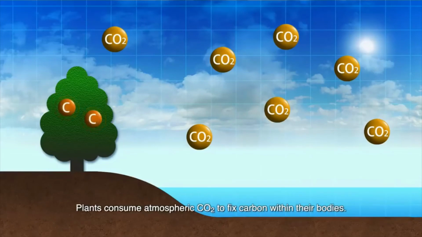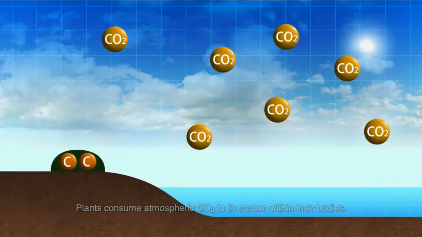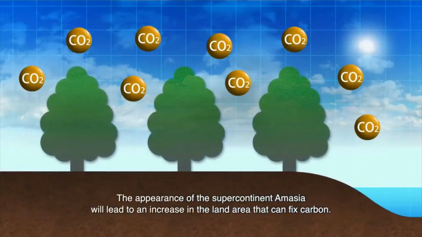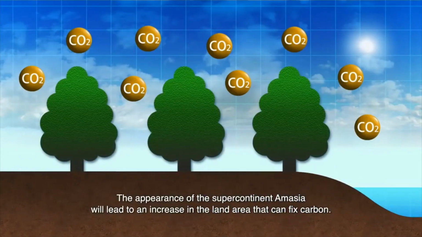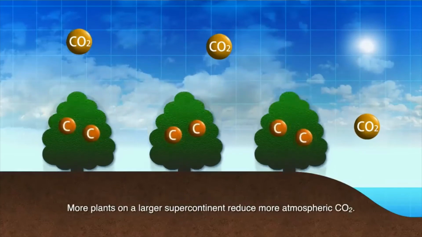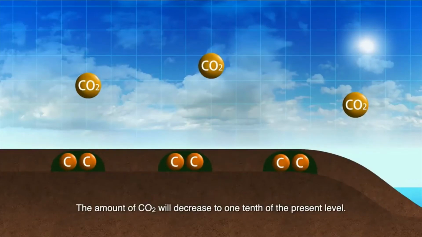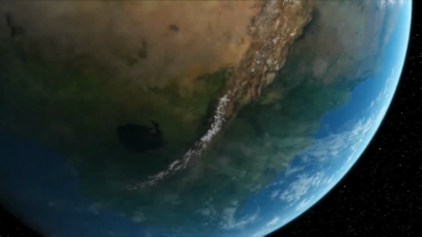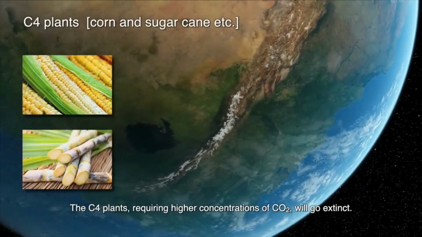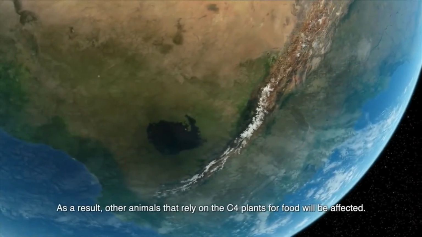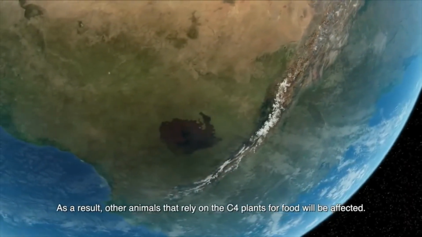Plants consume atmospheric CO2 to fix carbon in their bodies. Dead plants made of fixed carbon are covered by sediment. This process plays a role in reducing atmospheric CO2. The appearance of the supercontinent Amasia will lead to an increase in the land area that can fix carbon. More plants on a larger supercontinent reduce more atmospheric CO2. The amount of CO2 will decrease to 1/10 of the present level. The C4 plants, requiring higher concentrations of CO2, will go extinct. As a result, other animals that rely on the C4 plants for food will be affected.